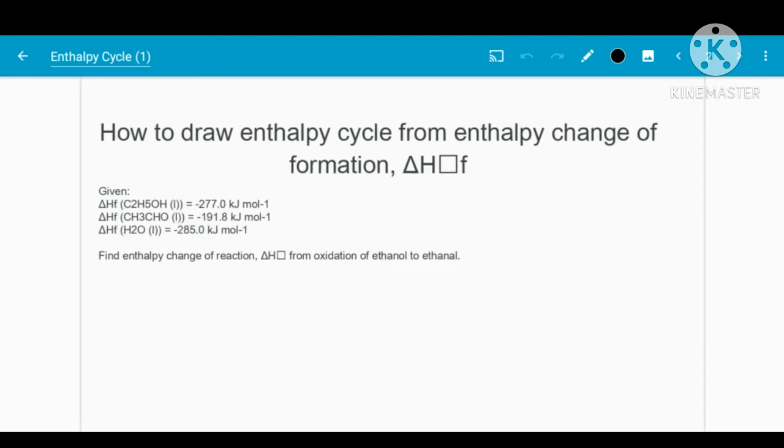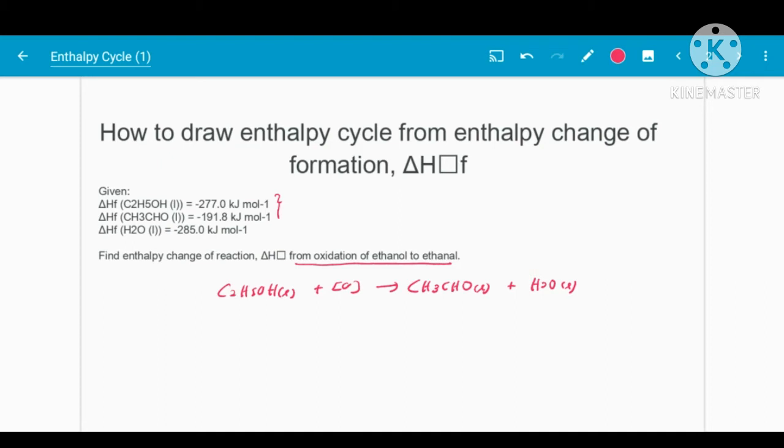Okay guys, now we look at how to draw an enthalpy cycle from the given enthalpy change of formation. The first step, write down the chemical equation according to the question. Reaction: oxidation of ethanol to ethanal. So C2H5OH liquid reacts with oxygen, producing ethanal plus H2O liquid.